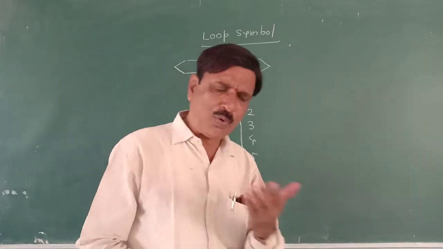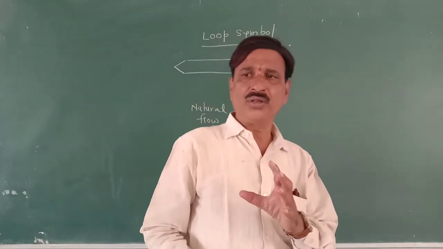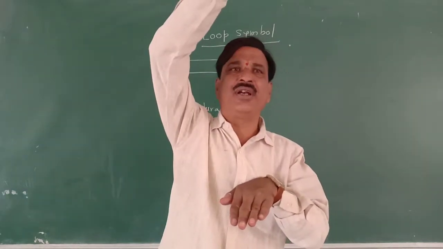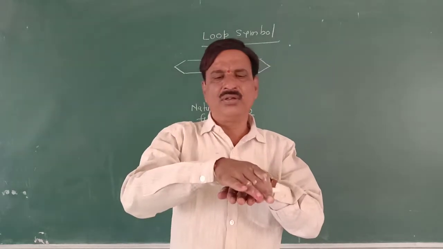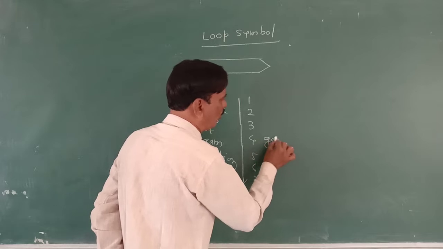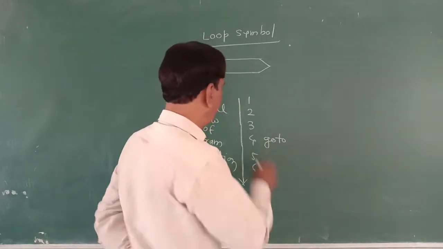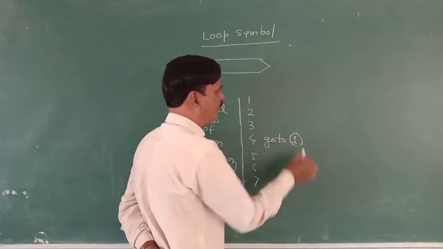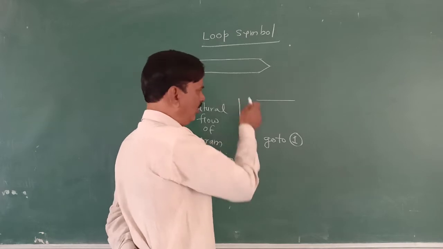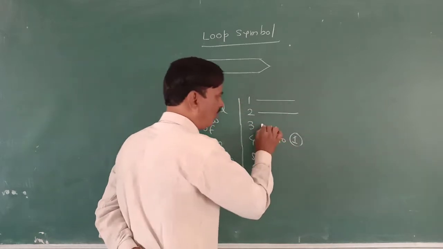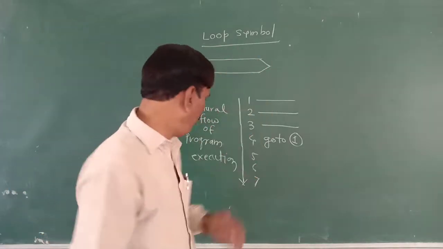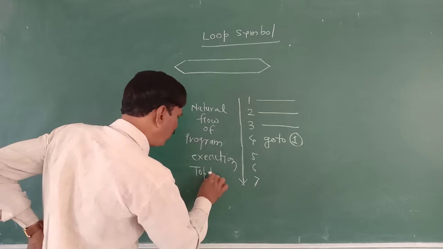But every programming language gives us a statement by which we can divert the flow of execution again upside. Naturally it will come downside. Again by using a statement. Which statement? See, go to is there. Go to where? Go to, suppose, instruction number 1. Now here is the instruction. Next instruction. Third instruction. So natural flow of program is sequential, that is top to bottom.